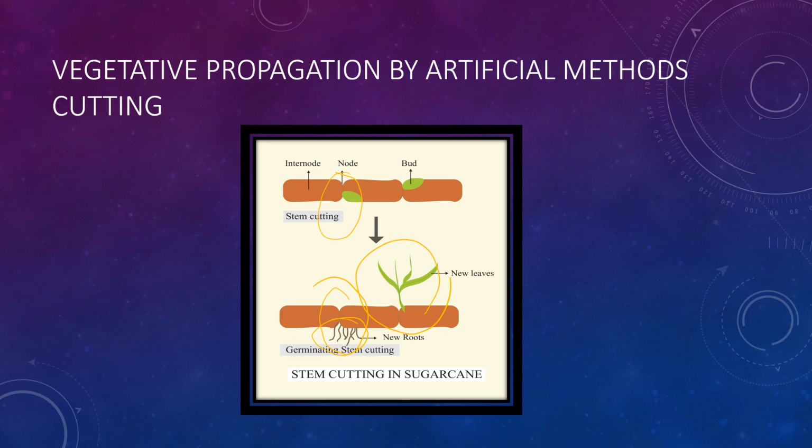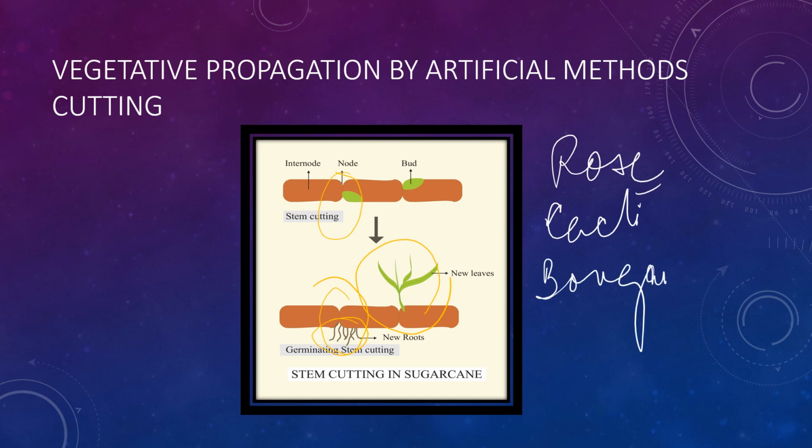Cutting is extensively used by gardeners. Plants like rose are propagated by the stem cutting process. Cacti are also propagated this way, and so is bougainvillea. A part of the healthy plant's stem is planted in moist soil. Over a period of time, new leaves and new roots grow from that part, and it develops into a new plant, which is a much faster process than growing plants from seed.